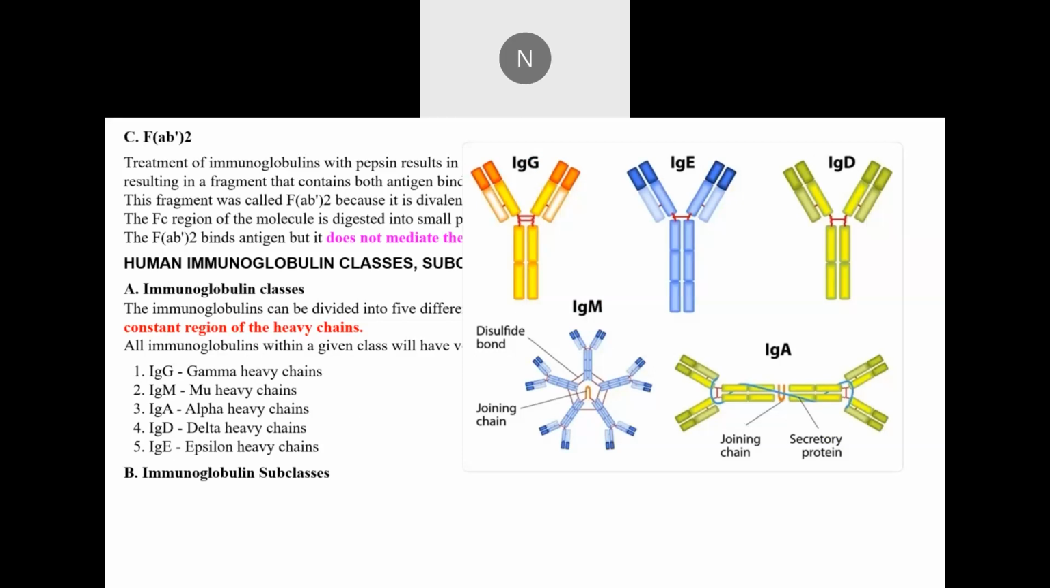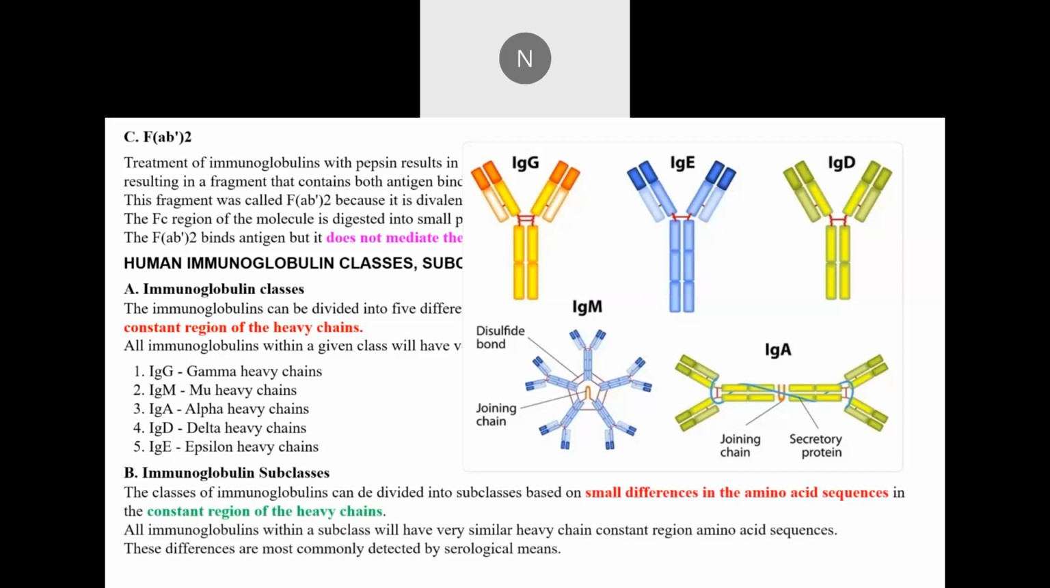And the subclass, this is the main class. The first classification is these five, GMADE, or you can remember GAMED for ease. So five types are the main classes. Now there are subclasses under that. Each one, IgG for example, can be IgG1, IgG2, IgG3 like that. So the classes of immunoglobulins can be divided into subclasses based on small differences in the amino acid sequence in the constant region of the heavy chains.